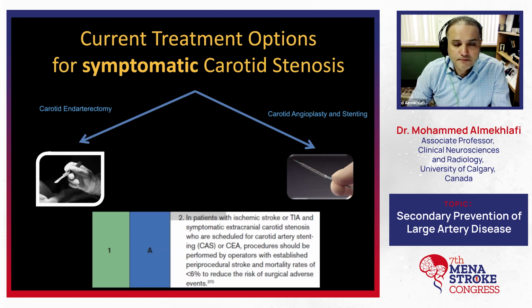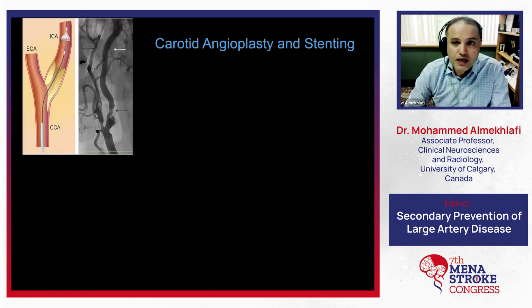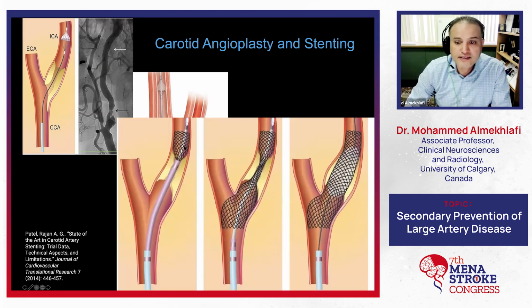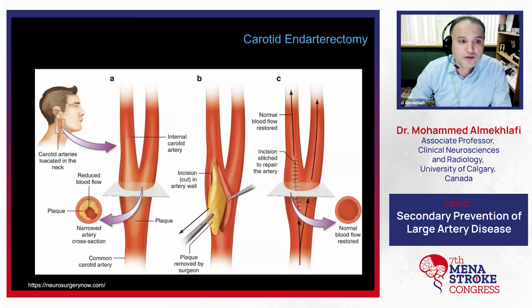For patients undergoing revascularization, current guidelines support both endarterectomy and stenting by operators with established perioperative stroke and mortality rates less than 6% in this patient population. Carotid stenting is a less invasive procedure that can be done under conscious sedation, starting by crossing the lesion with the distal protection device, followed by angioplasty and then stenting, while endarterectomy is done under GA when the artery is exposed, the plaque is dissected after clamping and then removed, and the artery is sutured back.